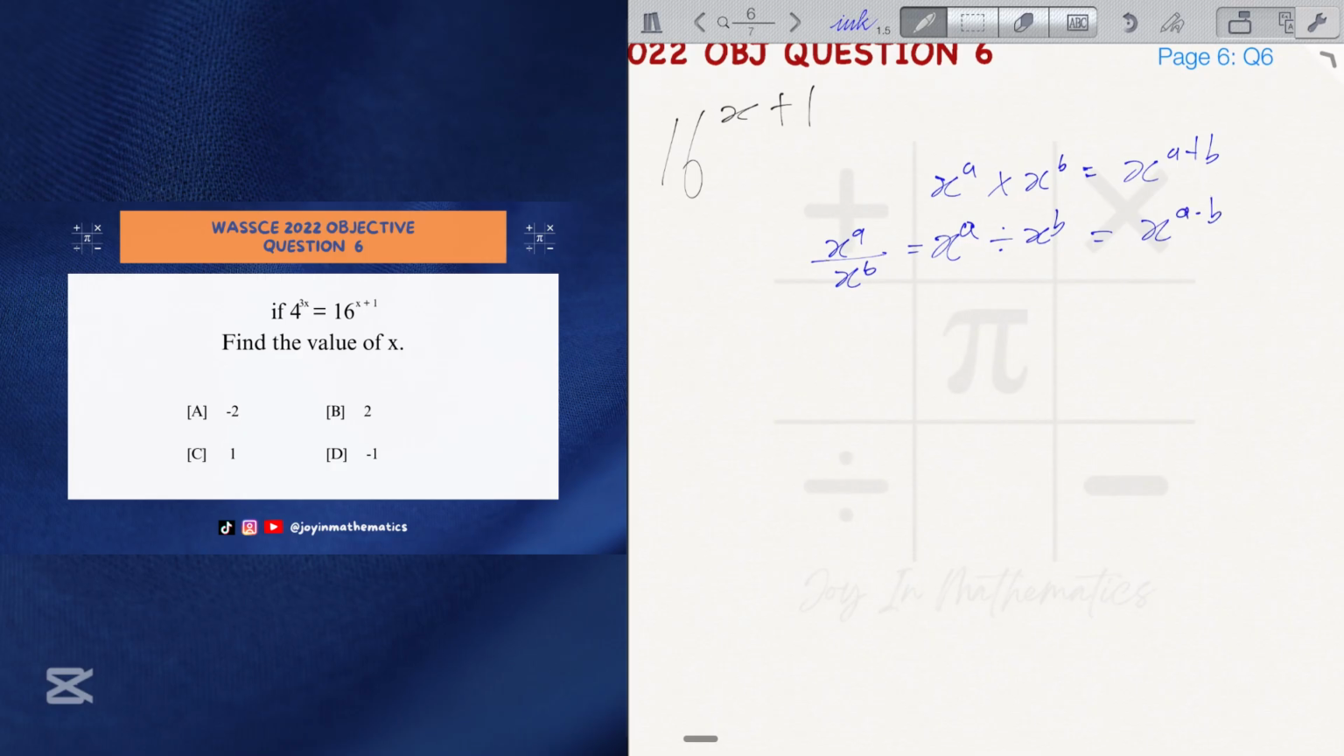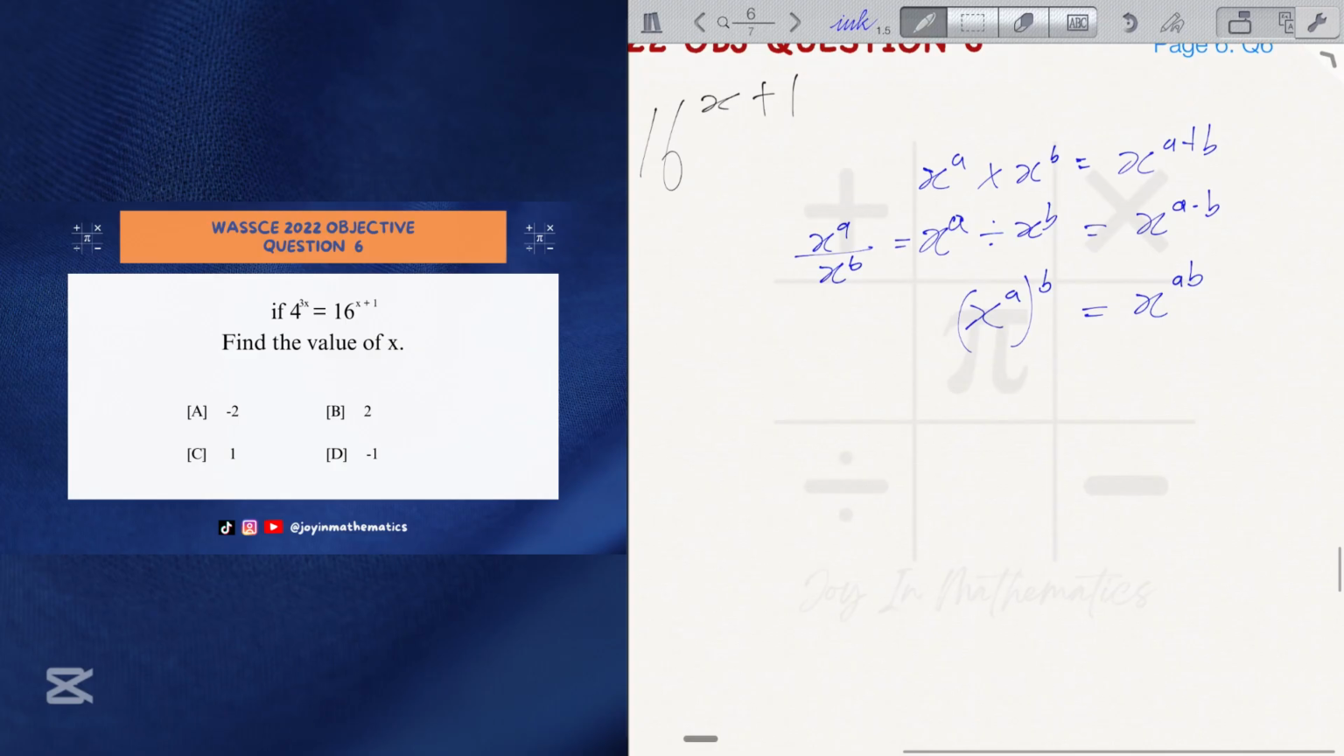And moving on, the power law. The power law states that when we have x raised to the power a all being raised to the power of b, this will equal x raised to the power ab. So these are the three fundamental laws of indices, and we did a lot of examples and exercises when we talked on indices. You should go to our YouTube channel, go to the playlist of indices, and you will learn a lot on this. So let's move to the question.